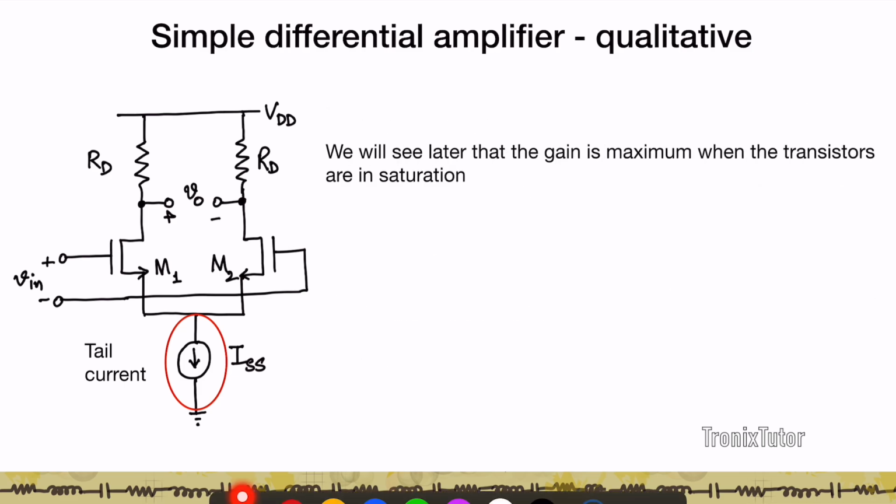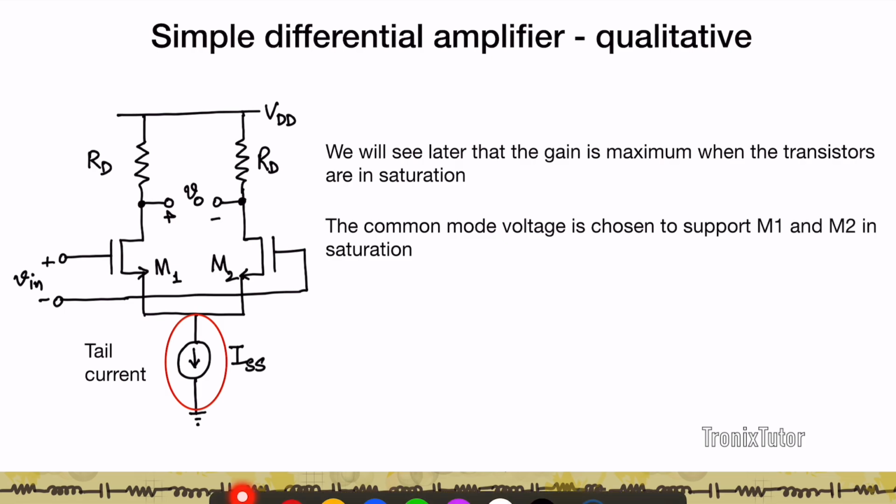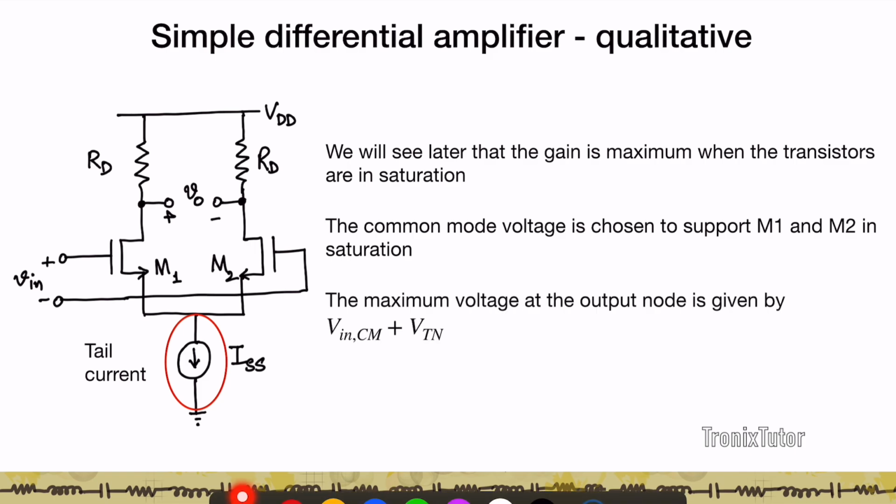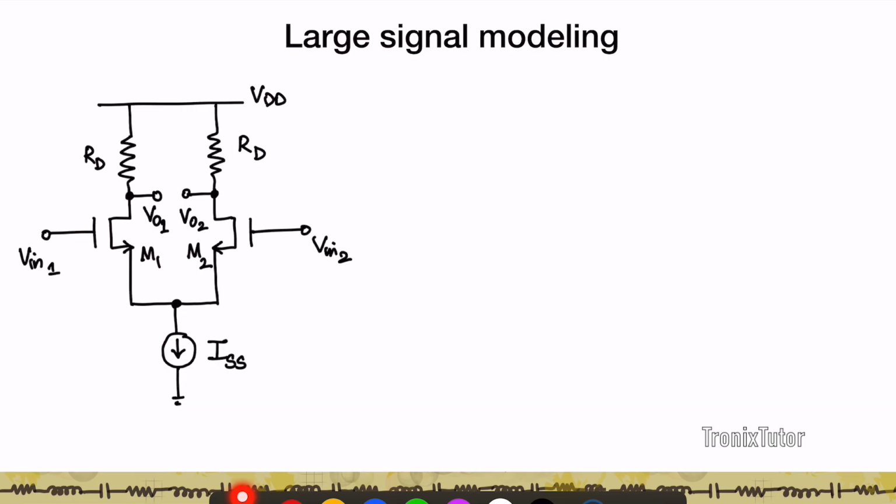Now we'll see later that the gain of this particular circuit is going to be maximum when the transistors are in saturation, and we choose the common mode voltage, that is the voltage at which this ISS is going to run, to support M1 and M2 in saturation. This means that the maximum voltage that this node can float to, so as to ensure that M1 and M2 are in saturation, is going to be given by Vin,CM, the common mode voltage, plus the threshold voltage of the NMOS transistors.